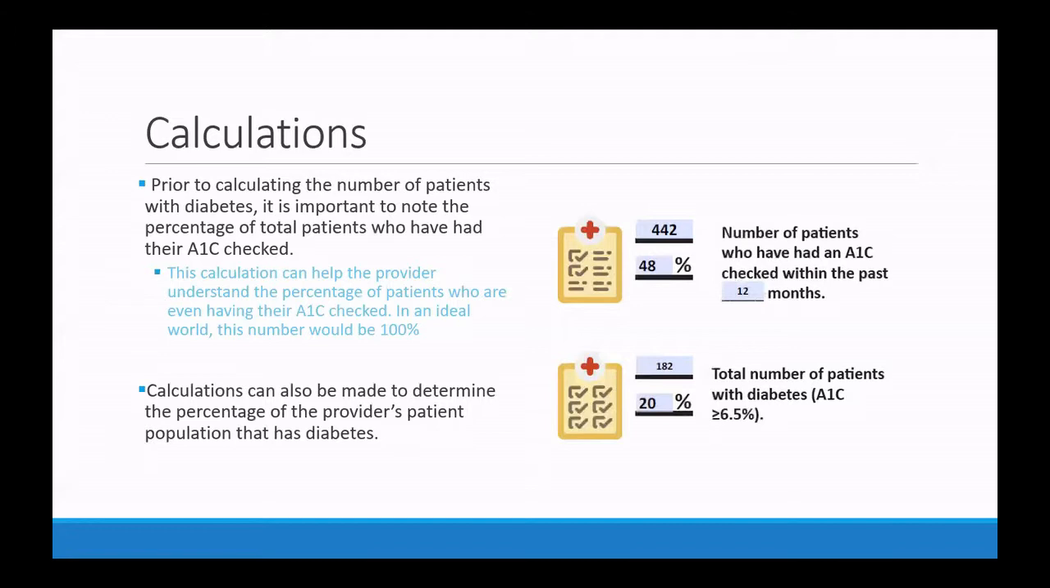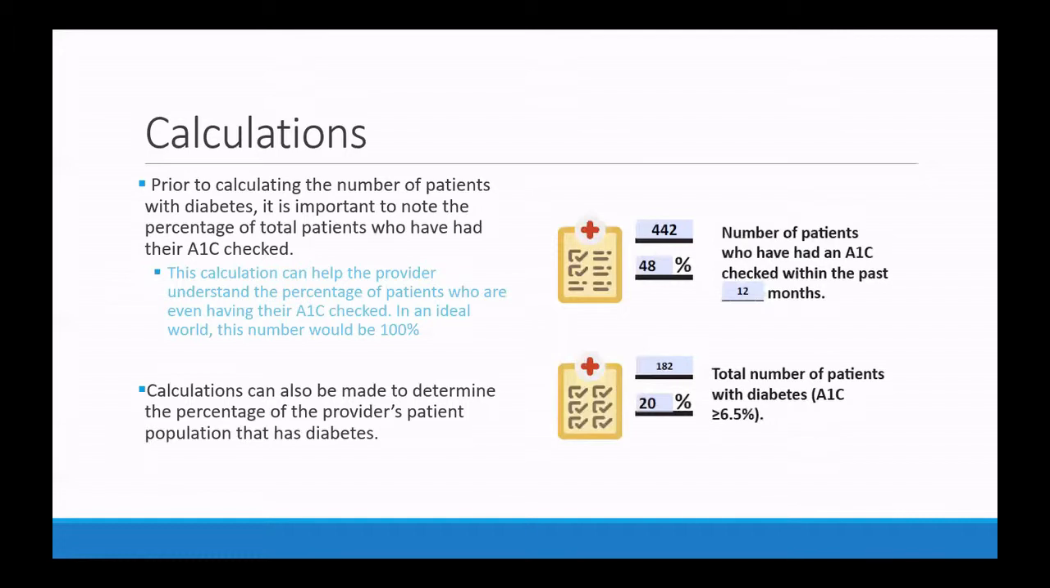So using that A1C as our identifier, we can then take out of the 442 patients, 182 who have diabetes or have an A1C greater than or equal to 6.5%. And this right here is actually a number that could be larger, because there were only 442 of 912 patients who had their A1C checked within the past year. So of the remaining patients who didn't have their A1C checked within the past year, some may have diabetes but are not aware of their diagnosis because they haven't had their A1C checked. Or some may be aware of their diagnosis because they were diagnosed with diabetes through a different method.